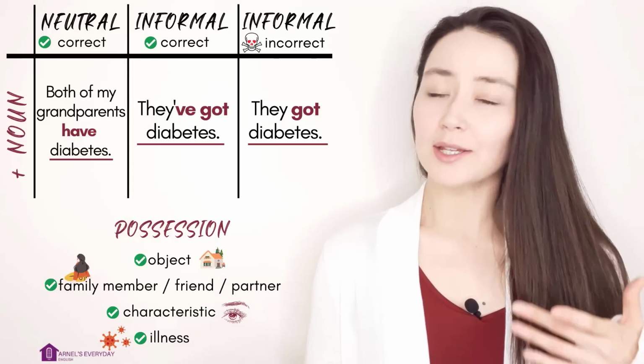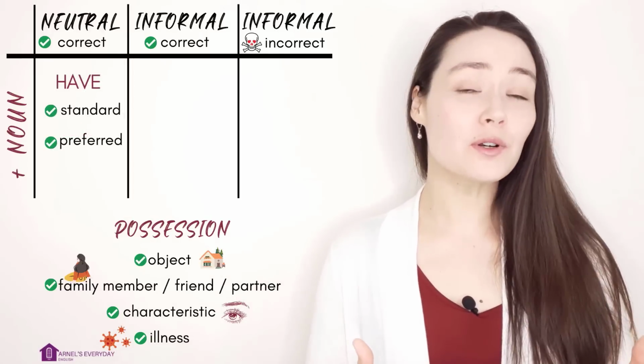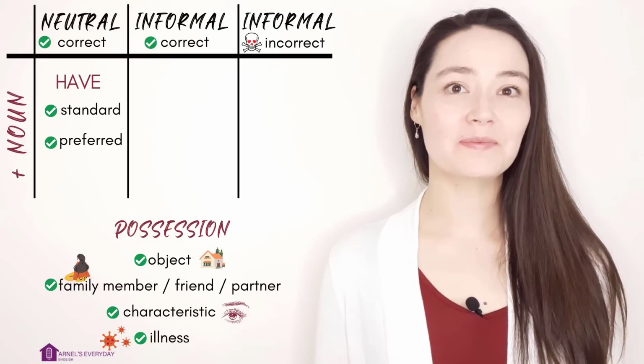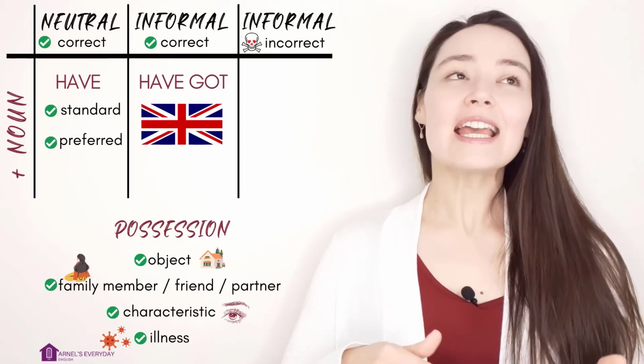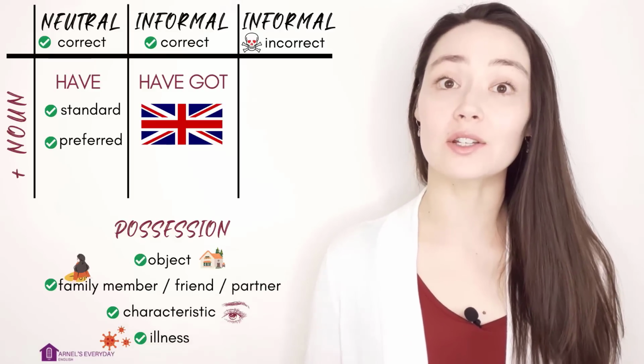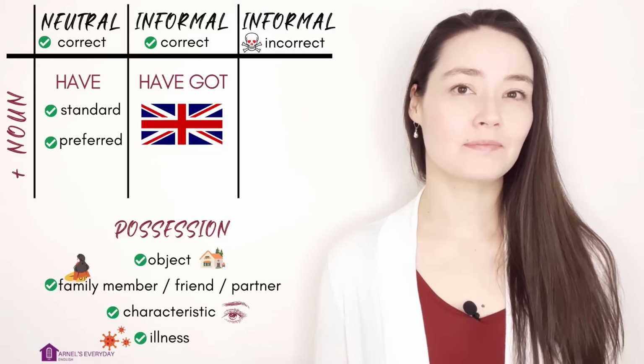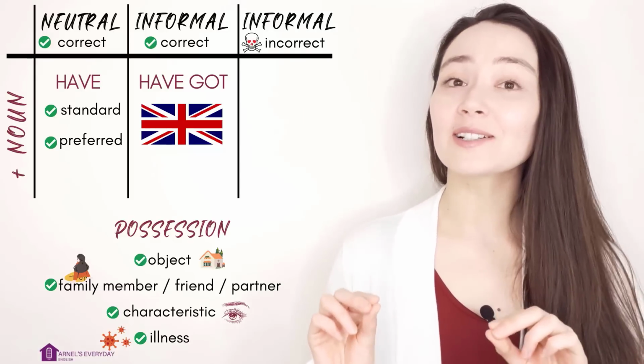So, American English or British English? Have is always the preferred standard verb. Have got is more commonly used by speakers of British English. It's not something many Americans would say. But take a look at this little clip here.